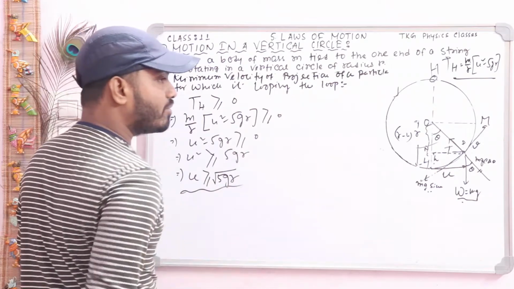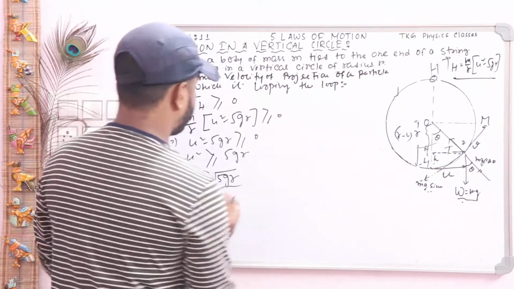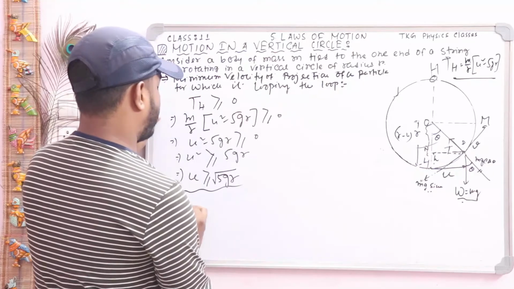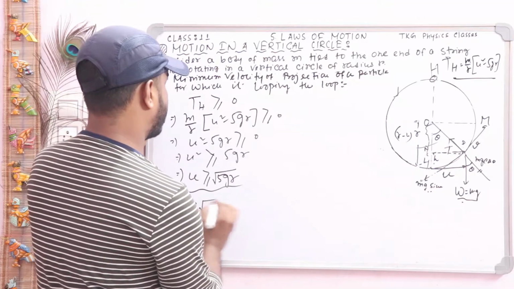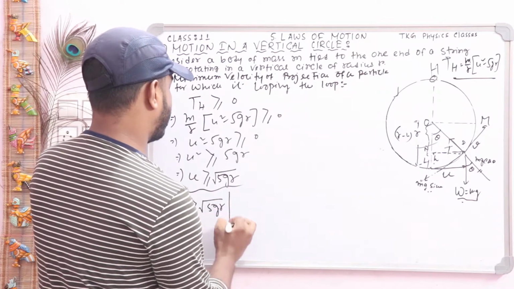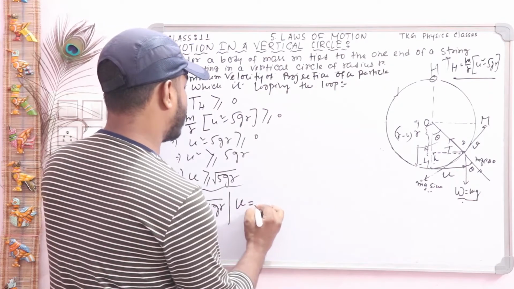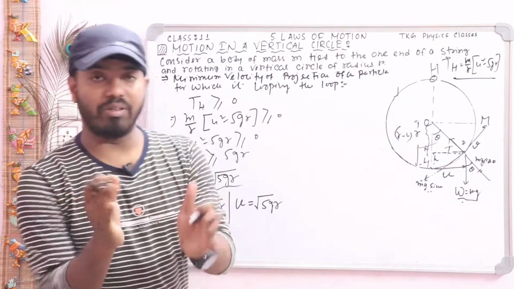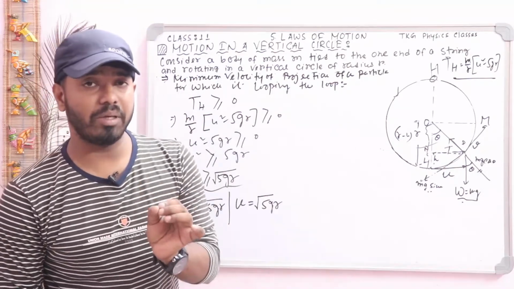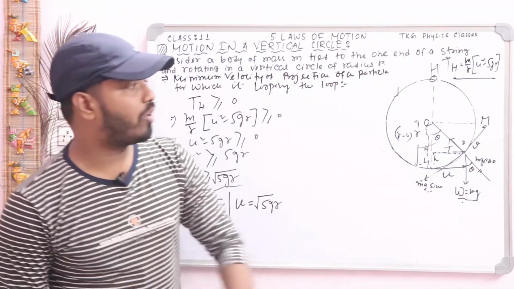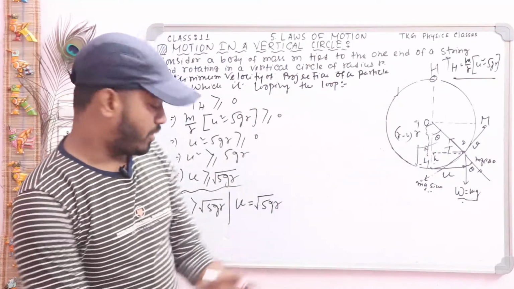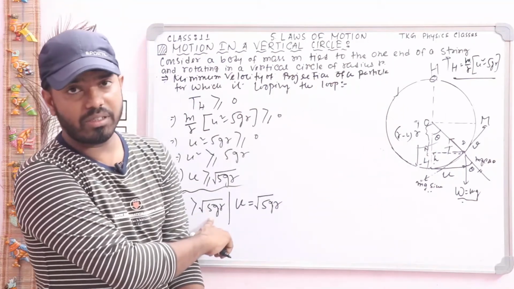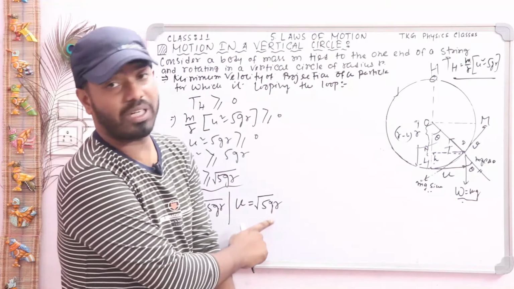This is the condition, velocity. From this equation you can write two values also: u greater than root under 5gr, this is the condition, and another condition, u equal to root under 5gr. Now, what is the limiting velocity for which the body completes this loop? Not u greater than root under 5gr, but u equal to root under 5gr.